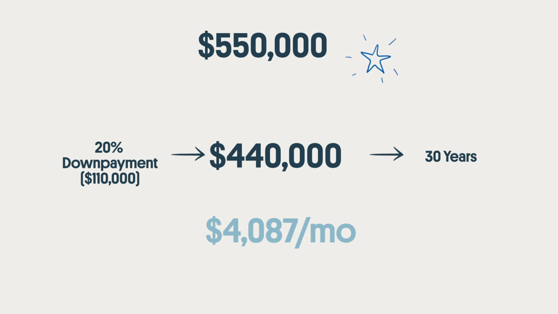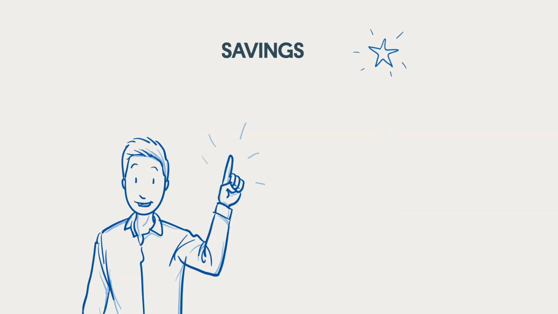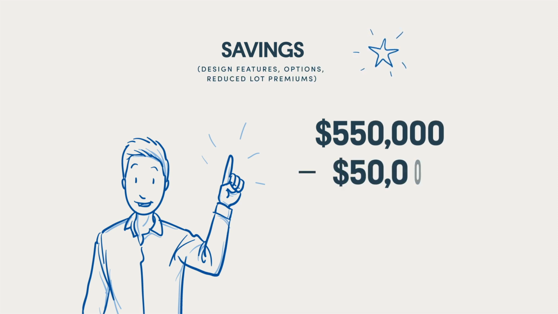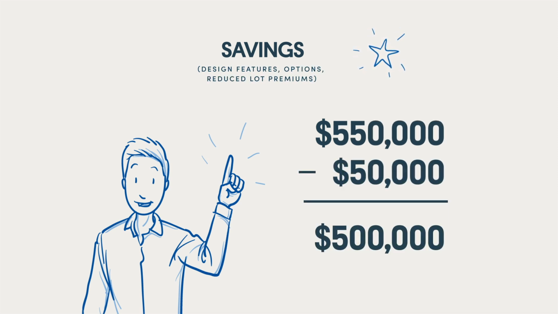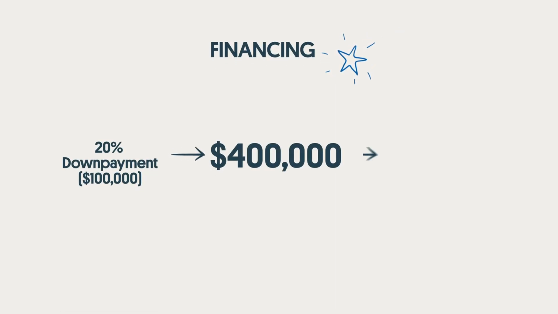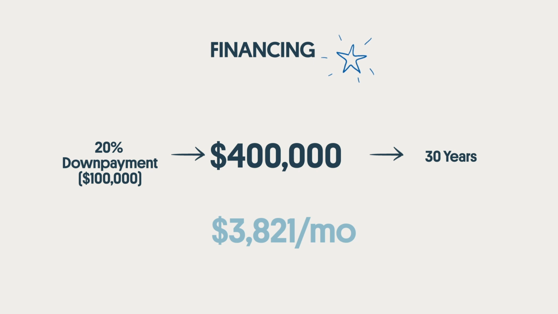Next, we'll see what your payment might look like with the $50,000 in savings. With $50,000 in savings applied to the sales price, at a sales price of now $500,000, and all else being kept the same, you can expect to pay roughly $3,821 per month, or $266 less per month than without any savings applied.